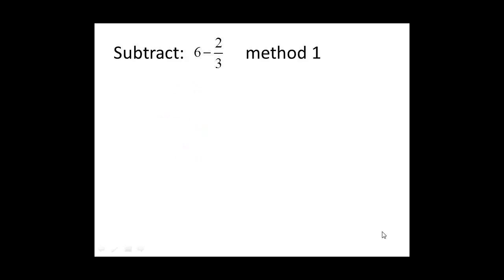Subtract 6 minus 2/3. We'll do this using method 1. What we're going to do is line up the whole parts and the fraction parts. 6 minus 2/3. Notice we don't have any fraction part in our first number 6. There's no fraction part, so we have 0 minus 2/3.